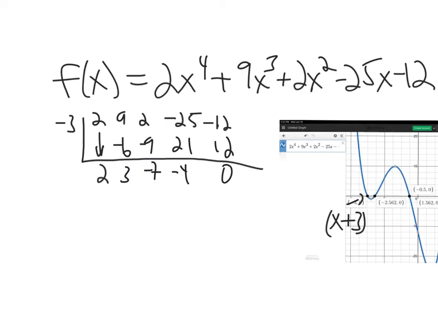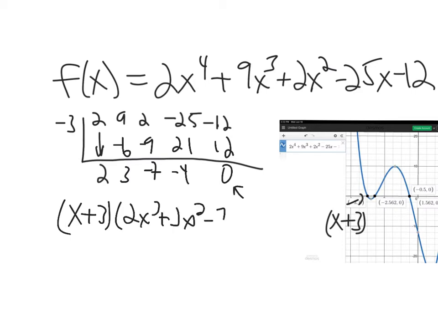And the remainder, remember, if this is 0, go take a look at those lessons, and you can certainly find this out at Khan Academy or out on YouTube. If the remainder is 0, we know it's a factor. We know it's a 0. So what I've got right now is x plus 3 times 2x to the third plus 3x squared minus 7x minus 4.